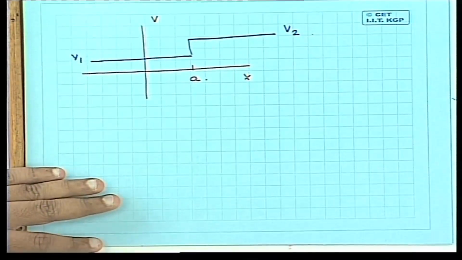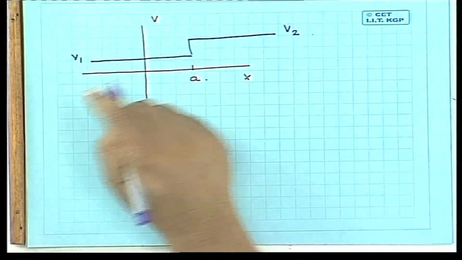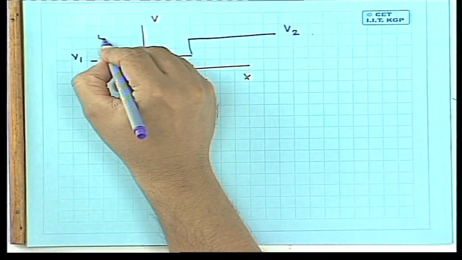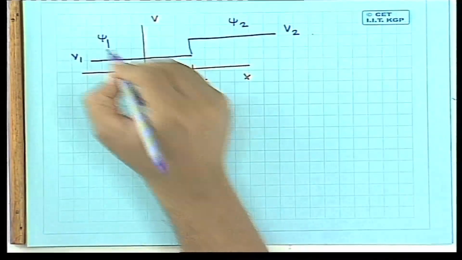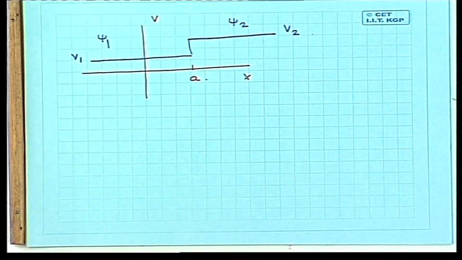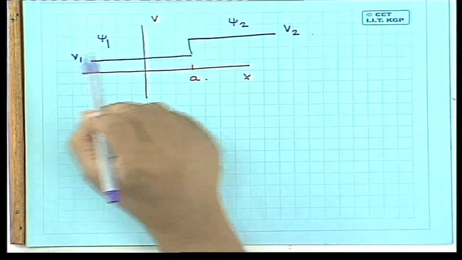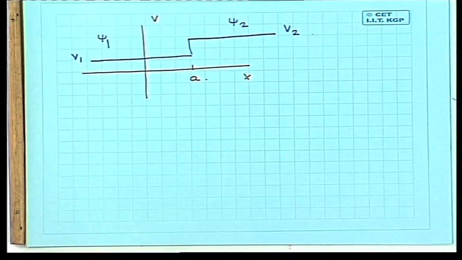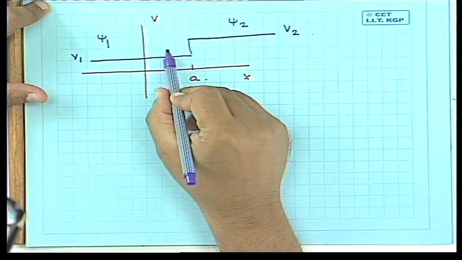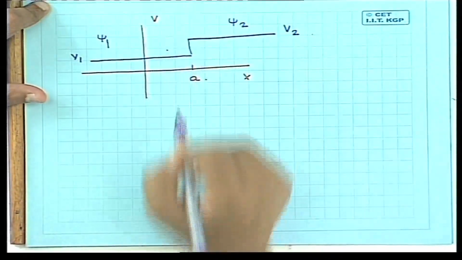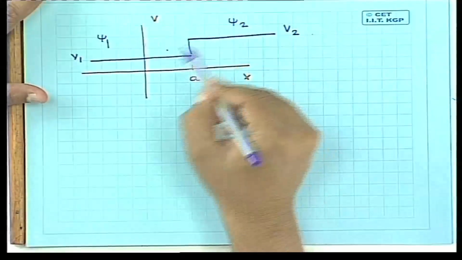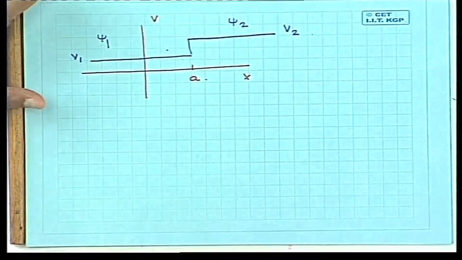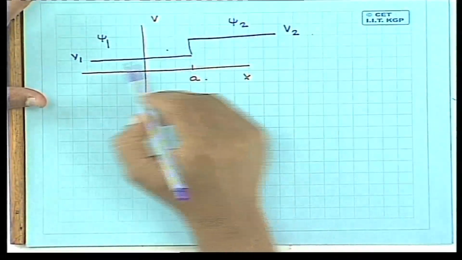And I want to see how the wave functions are related. The wave function here is psi 1, the wave function here is psi 2. As I already told you, the wave function must be continuous across this boundary at x equal to a. In addition, the first derivative must be continuous. Here the potential is finite both on the left as well as on the right, so the first derivative also must be continuous across the boundary.